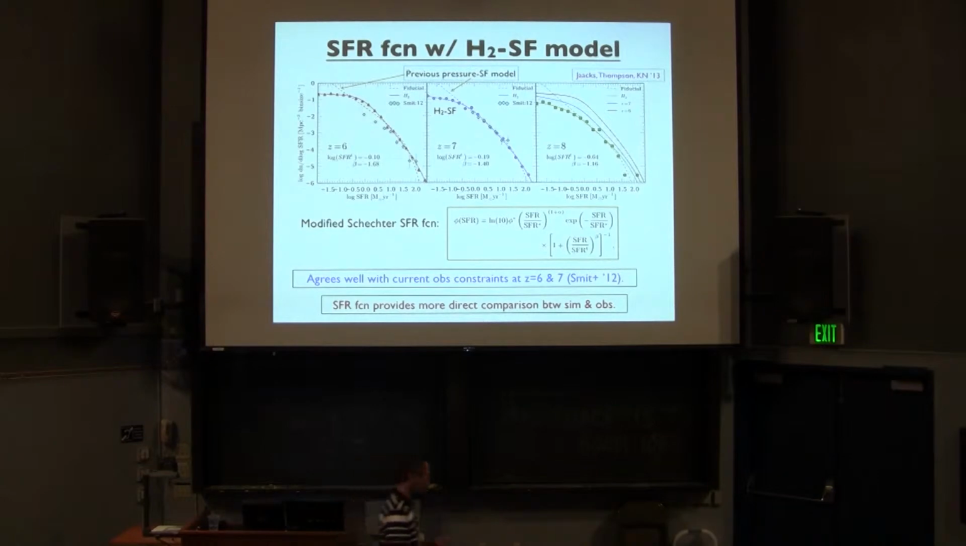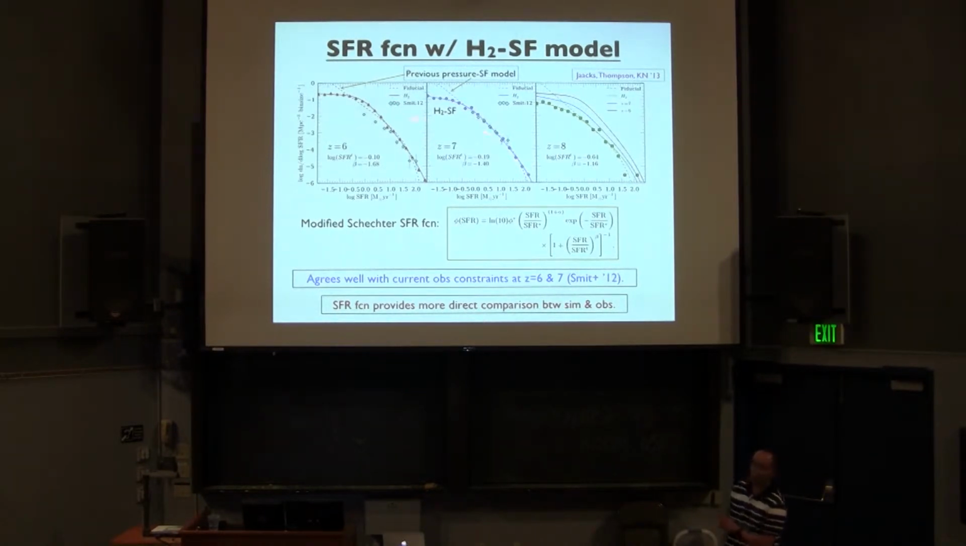We said we don't have to convert from star formation rate to luminosity. Instead, observers now convert from their luminosity to star formation rate, and that shows a beautiful agreement as well. Okay, so these are the nice data from Smith 12. And at z = 6 and 7, we beautifully agree in this observed range.